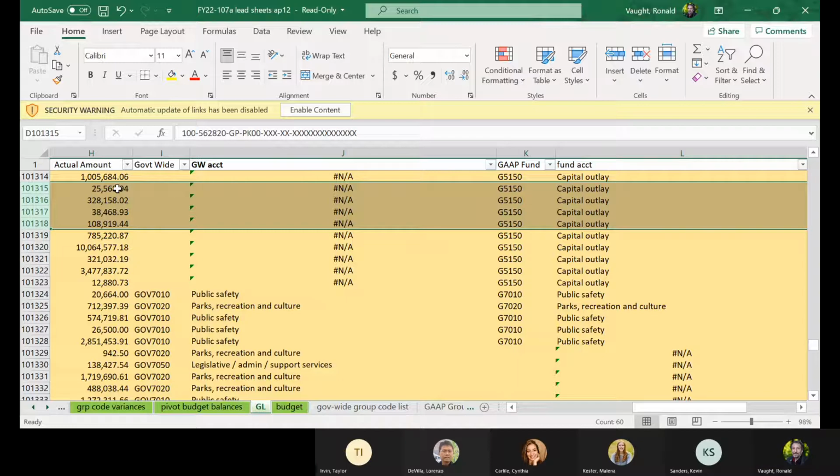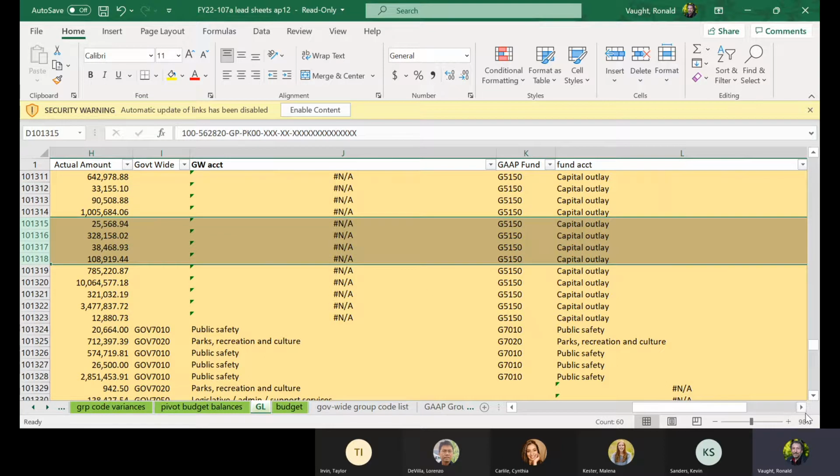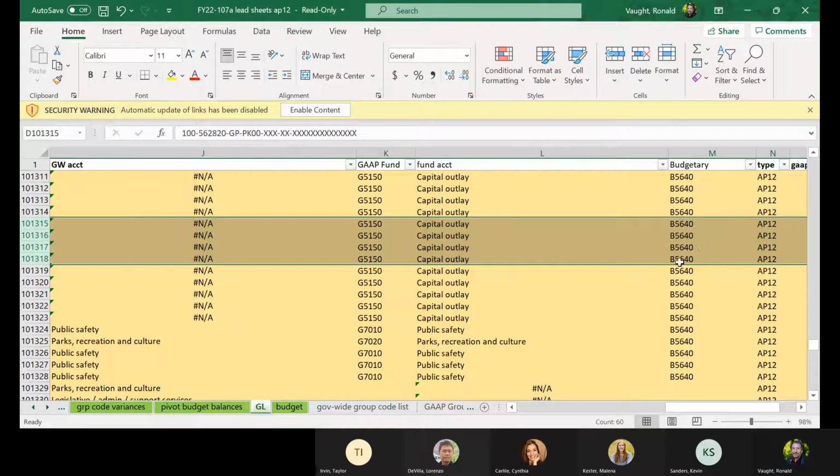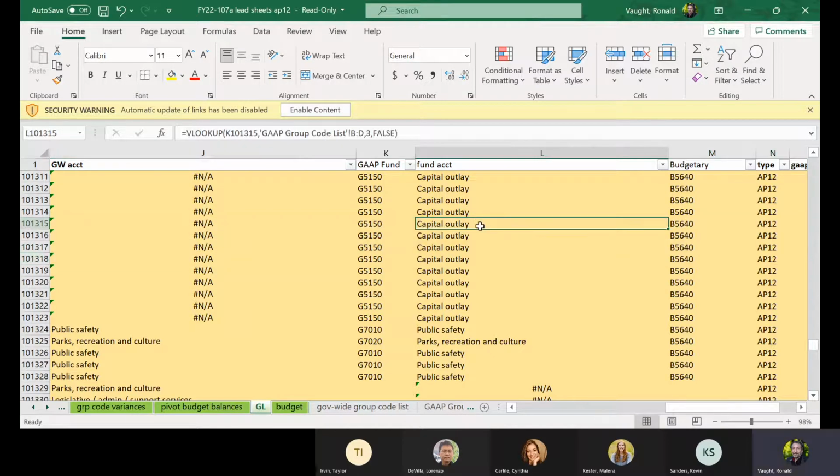So if we were implementing GASB 87 on the budgetary basis, then we would leave these accounts here with a budgetary group code. But then we would add a budgetary group code to those proceeds accounts so that it has no impact on fund balance. So anyway, that's kind of how I go about looking for issues and doing analytics.